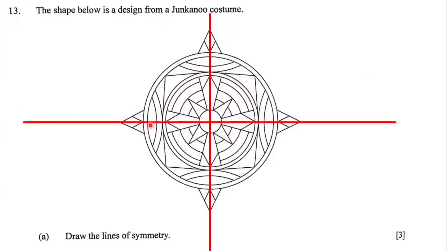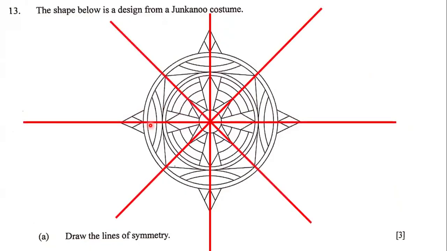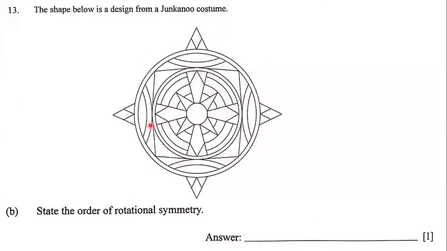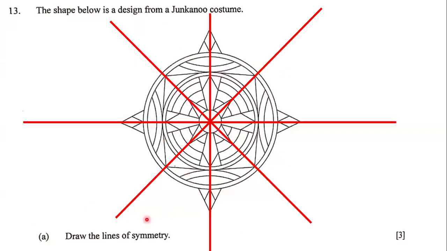This right here is a line of symmetry. This also is a line of symmetry. And this right here is a line of symmetry as well. So those are 4 lines of symmetry. And so that's the answer. There are 4 lines of symmetry, and this is how we have them drawn.